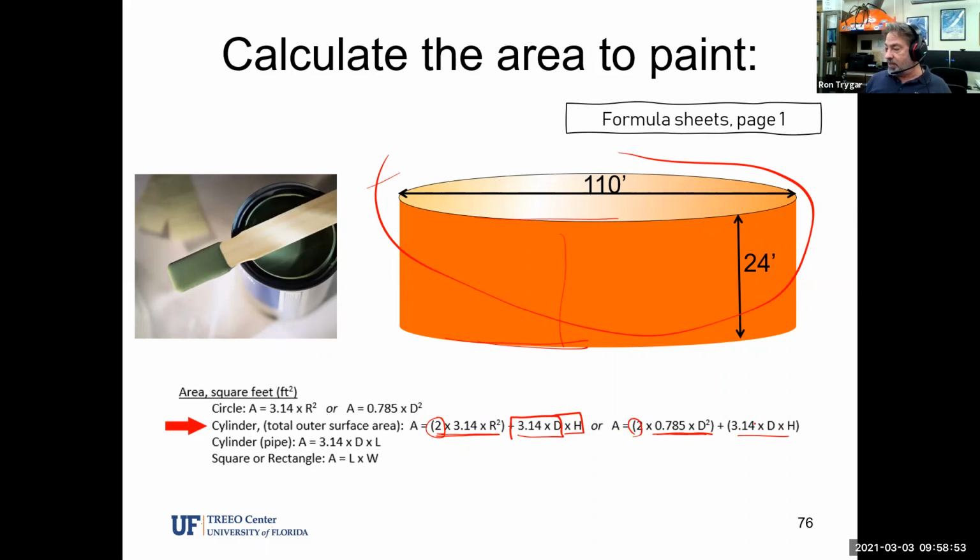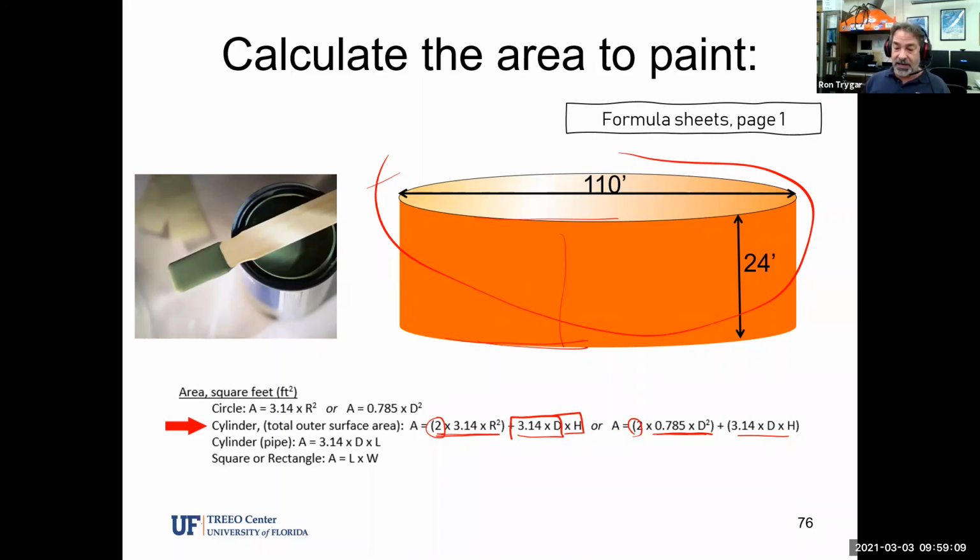And then the second part of it is the same as the other one. So it's just the circumference times the height. So it's a lot of steps. There's a lot of things to do here, and you certainly don't want to mess this up. If you're going to order paint, then you want to make sure you get this right.